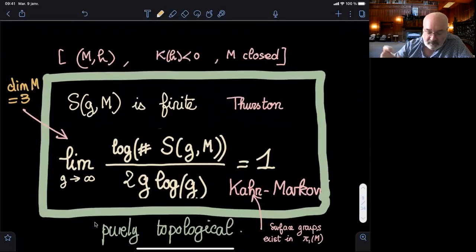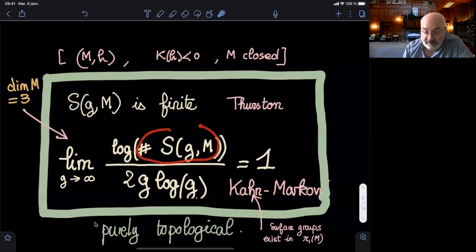The way I stated it, I'm just counting surface groups. But for instance, a surface and its cover are both counted. Actually, the Kahn-Markovic result is not only for counting surface groups, but it counts commensurability classes, which is sort of stronger.